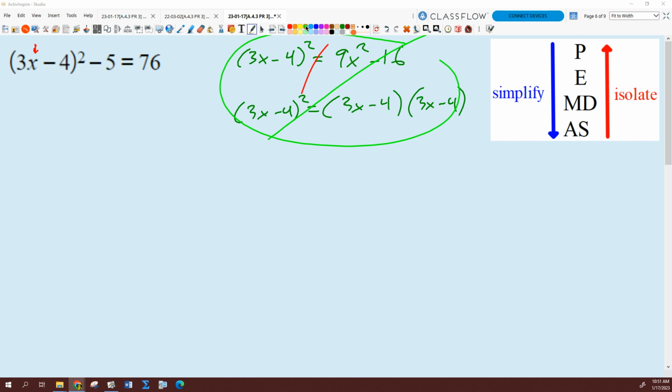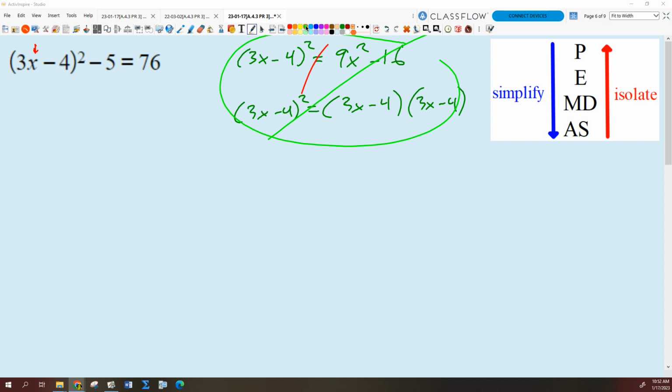And honestly, we could do this. If I were to FOIL this whole thing out and collect all the like terms and subtract 76 and do all that work, I would get a great big ugly trinomial on the left side that equals 0 that maybe I could factor, but maybe I couldn't. So we don't want to do that. What do we do instead?